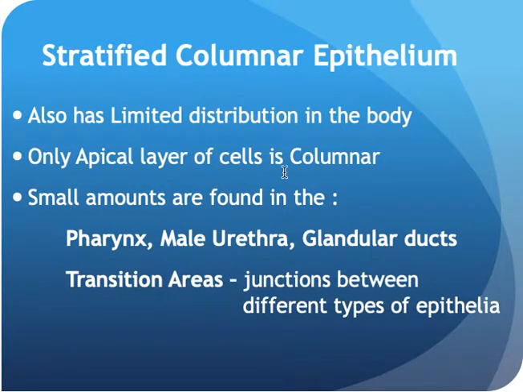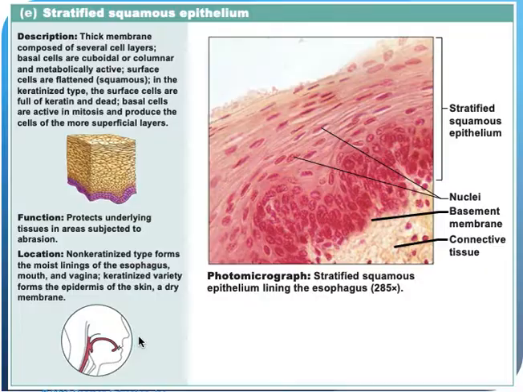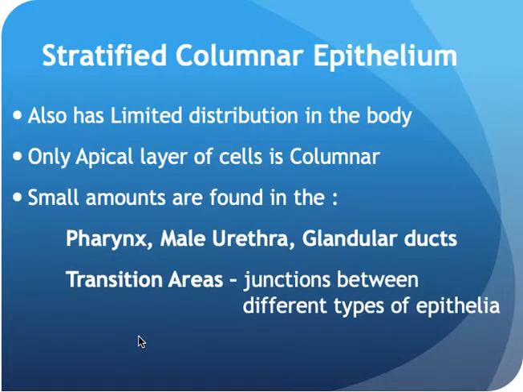Only the apical layer of cells is columnar. Okay, small amounts are found in my pharynx, male urethra, and glandular ducts. So again, not super common in the body. If there's a multiple choice question and you're looking at stratified epithelium, you want to remember that stratified squamous is going to be the one that's the most common and found everywhere.